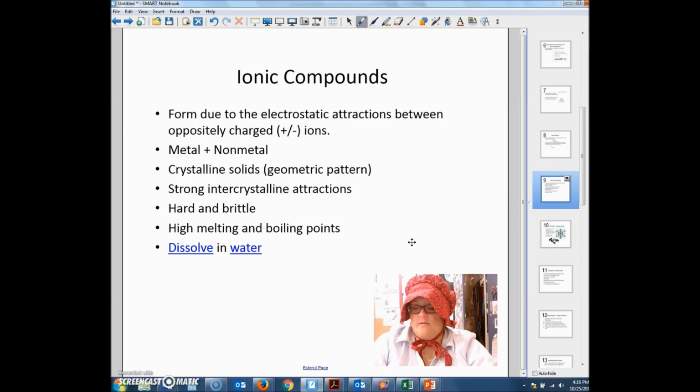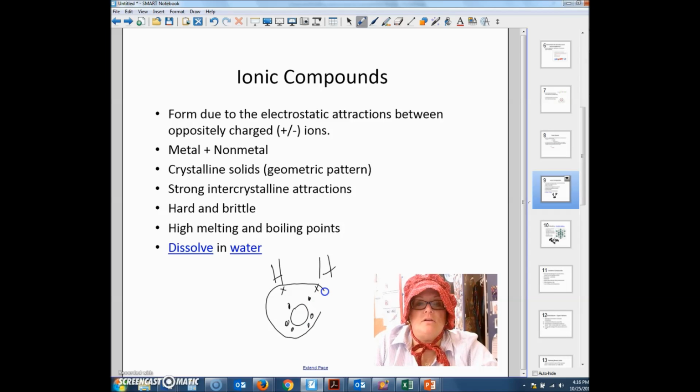Why, you may ask? Well, remember we were talking about polar bonds, polar covalent bonds. Hydrogen and oxygen do not share equally. Oxygen is an electron hog. So this electron from hydrogen gets shared, and the oxygen shares an electron with hydrogen, but they're around the oxygen most of the time. So that makes this end of the oxygen slightly negative, and this end slightly positive.